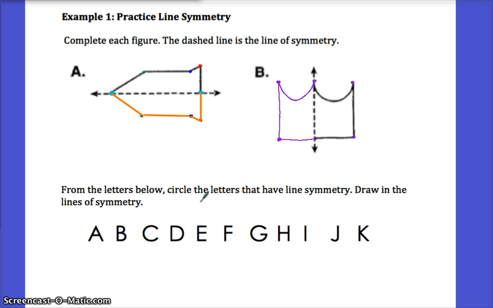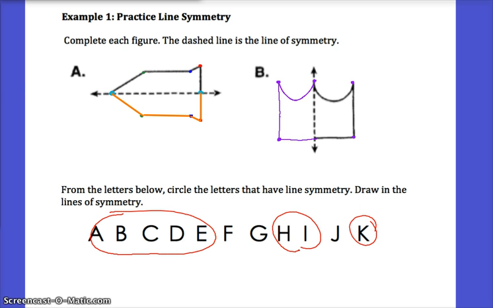Circle which letters have lines of symmetry and draw in the lines of symmetry that they have. Some will have one, some might have two. So pause, circle all the letters that have line symmetry, and then press play to see if you got them all right. So most of these letters have line symmetry. A all the way to E has line symmetry. H and I have line symmetry, and so does K.